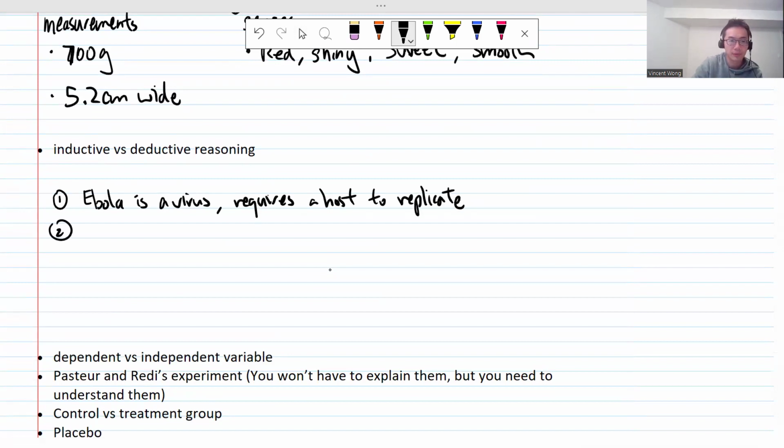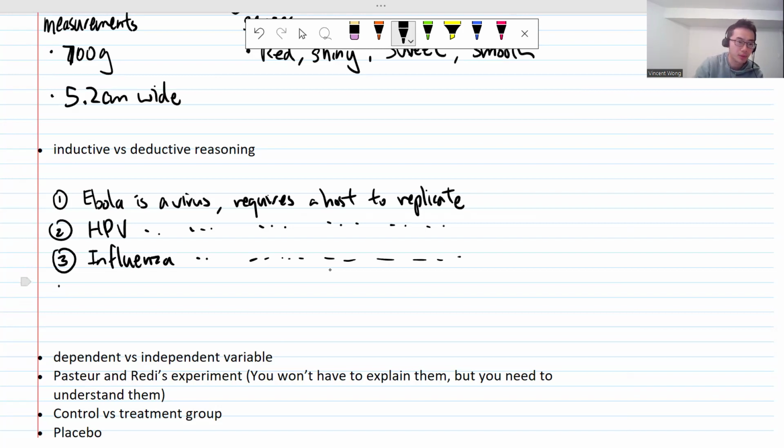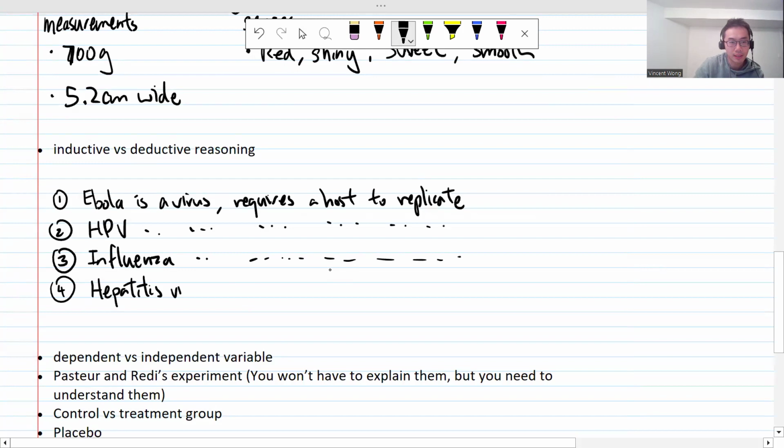Then we can pick another virus, like HPV is a virus and it requires a host to replicate. We can say influenza is a virus and it requires a host to replicate, and then maybe just one more. I don't know what other viruses there are, like hepatitis virus, right? Yeah, it is a virus, and therefore requires a host to replicate.